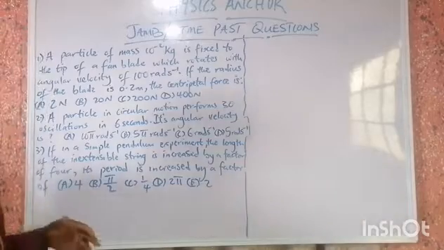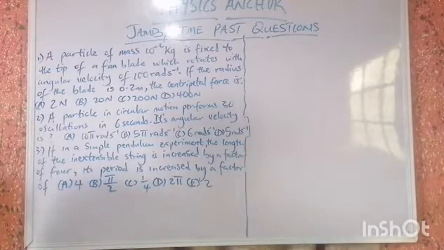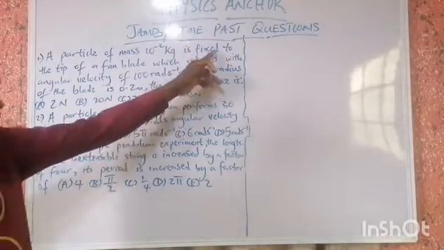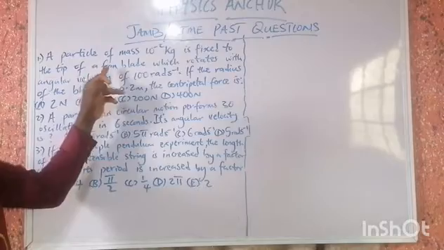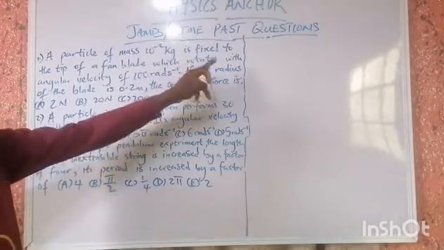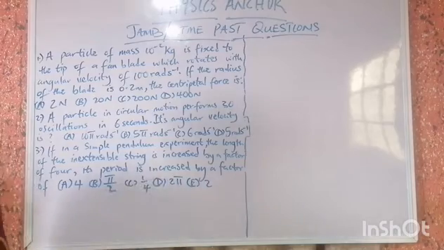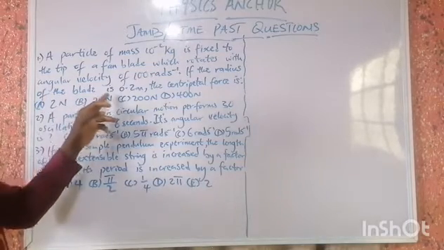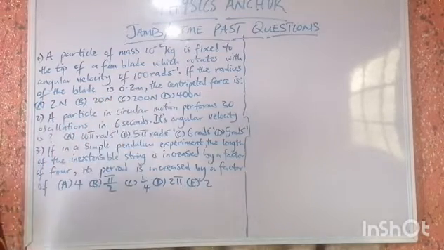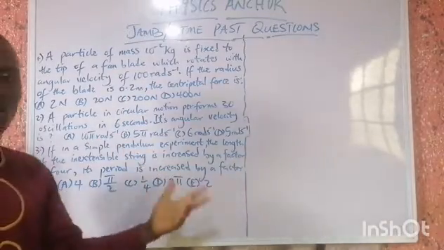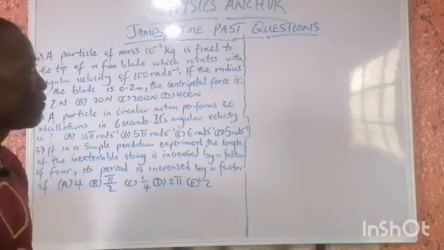Question number one. A particle of mass 10 raised to power minus 2 kilogram is fixed to the tip of a fan blade which rotates with angular velocity of 100 rad per second. If the radius of the blade is 0.2 meter, the centripetal force is dash. So in other words, they want us to calculate the centripetal force.